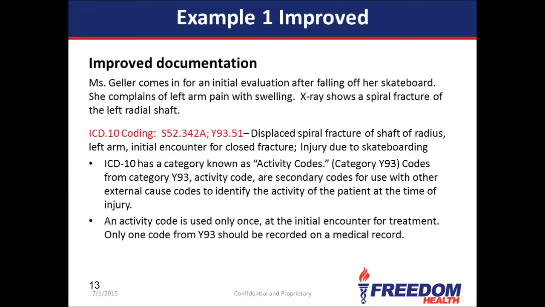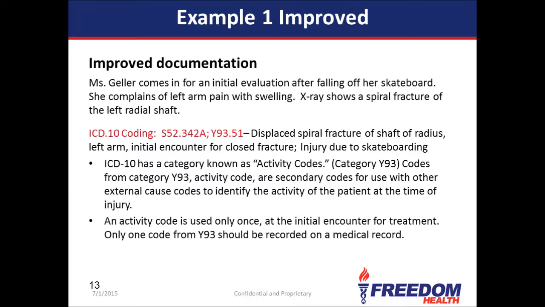So in this case, you can see the two codes, but it's a displaced spiral fracture of the shaft of the radius, left arm, initial encounter for closed fracture, tells us that bone wasn't sticking out, injury due to skateboarding. So those codes that I mentioned are called activity codes. The category is Y93. Most of us would just put a tab back there, so whenever we have this type of injury, we can turn back to the activity codes and look them up fairly quickly.